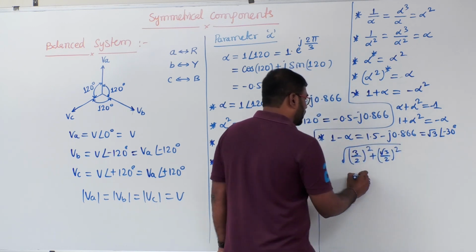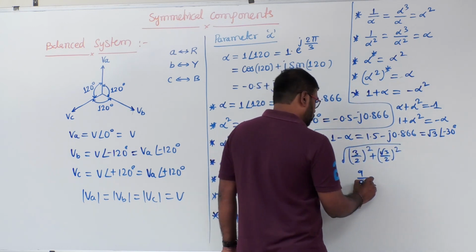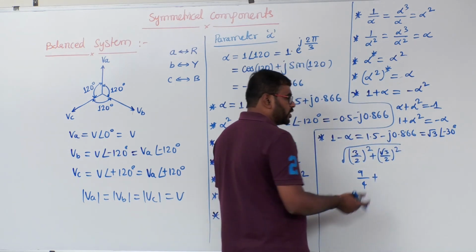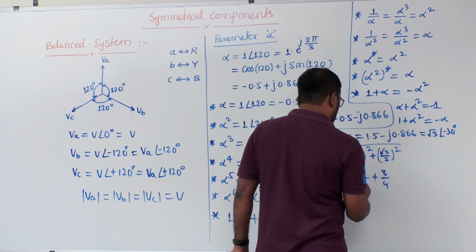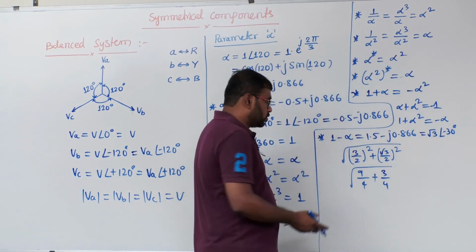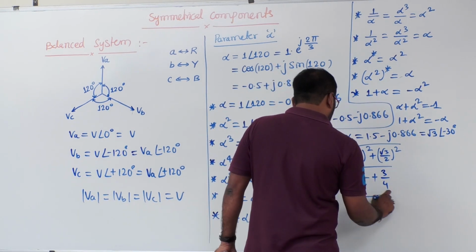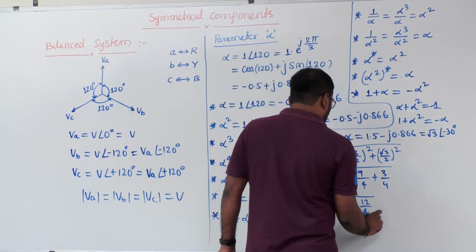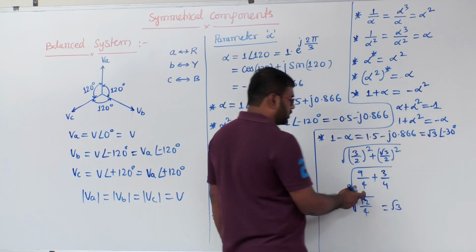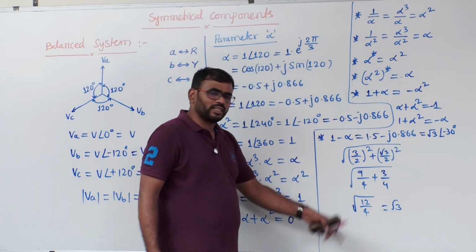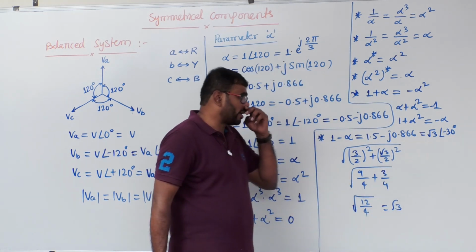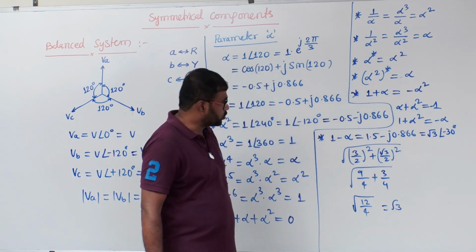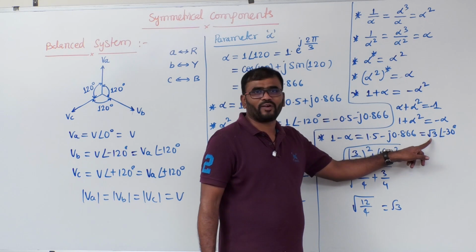Now 3 by 2 whole square means 9 by 4, plus root 3 by 2 whole square means 3 by 4, all under root. Clear? So we can write this is root over 12 by 4, which is nothing but root 3, because 4 3s are 12. So that's what I am saying: root 3 at an angle minus 30 degrees, that is the 1 minus alpha value.